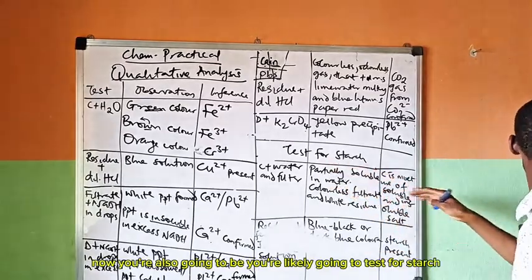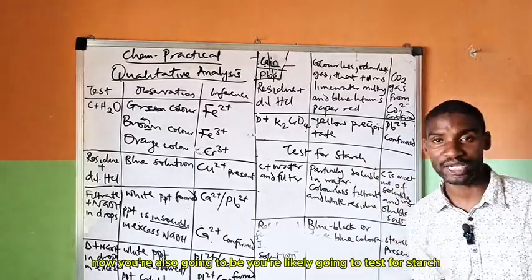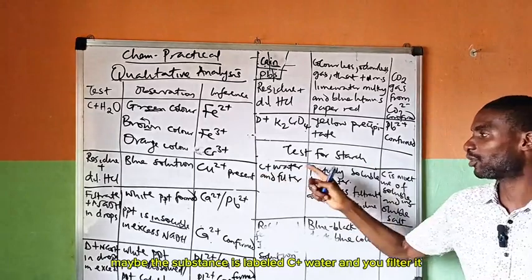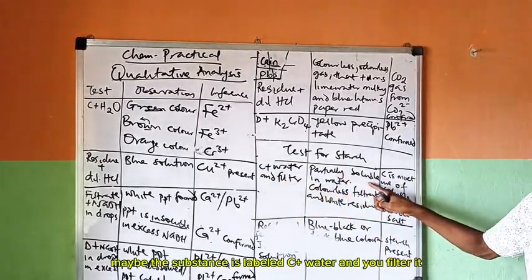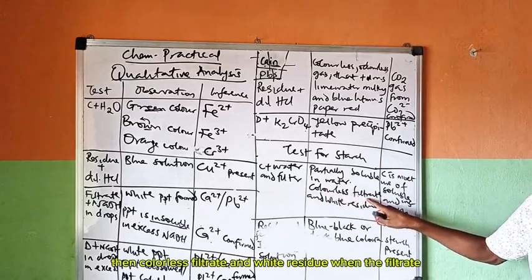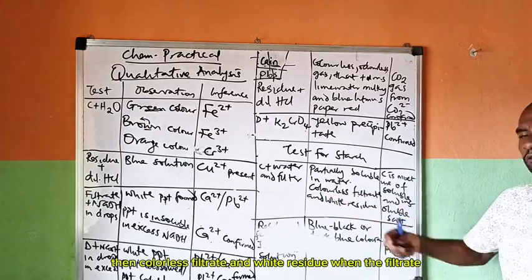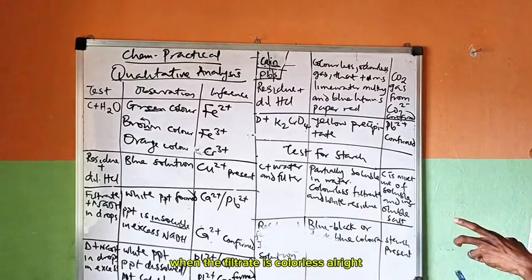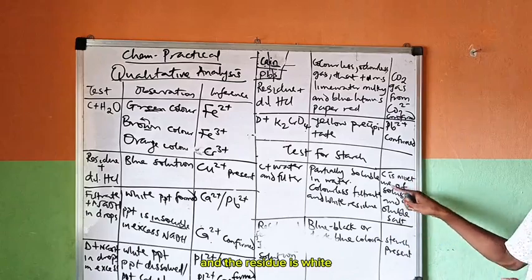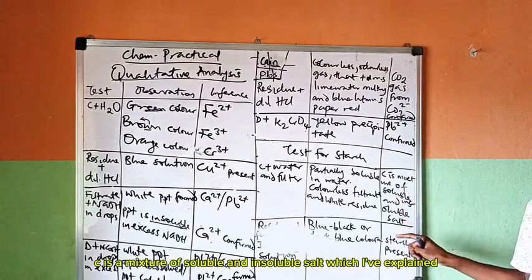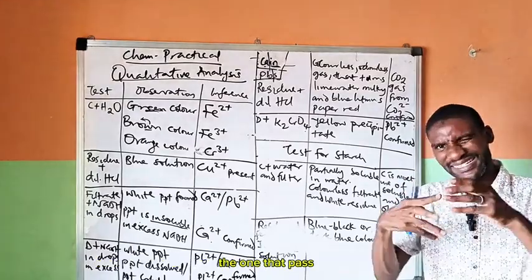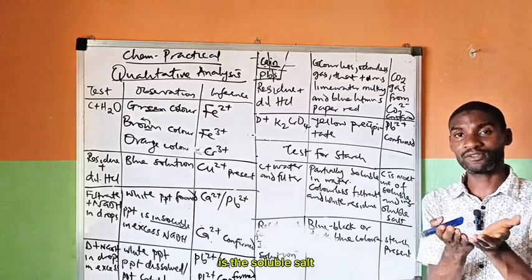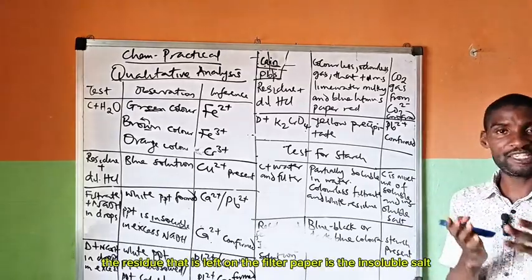Now, you're likely going to test for starch. How do you test for starch? Maybe the substance is labeled C plus water, and you filter it, partially soluble in water, with a colorless filtrate and white residue. C is a mixture of soluble and insoluble salts, which I've explained. The one that dissolves in water and passes through into the filtrate is the soluble salt. The residue that is left on the filter paper is the insoluble salt.